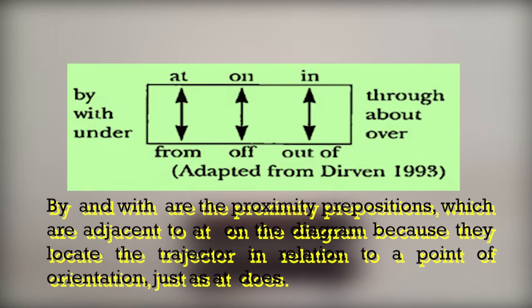On the left side of the illustration, we have the prepositions by and with, which are the proximity prepositions. These are adjacent to preposition at on the diagram because they locate the trajectory in relation to a point of orientation, just as the preposition at does. Preposition by denotes the idea of connection. For example, the dog lives by me.